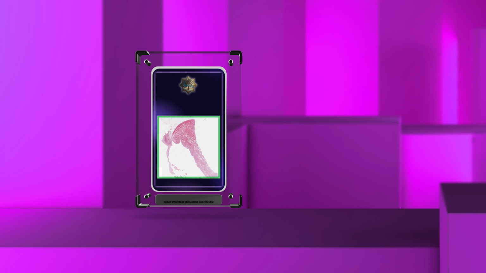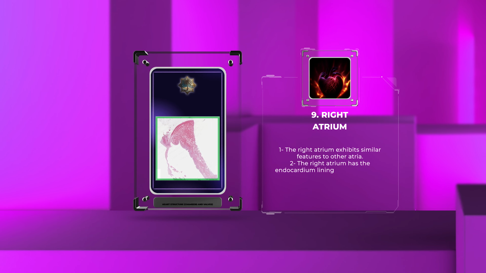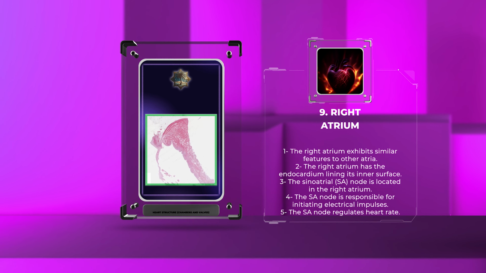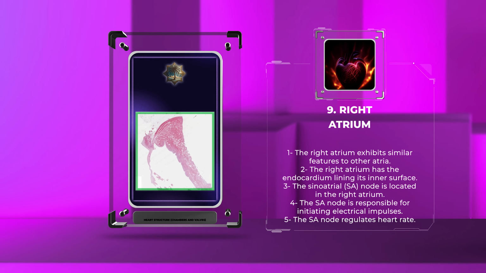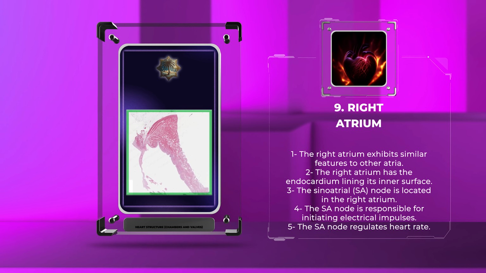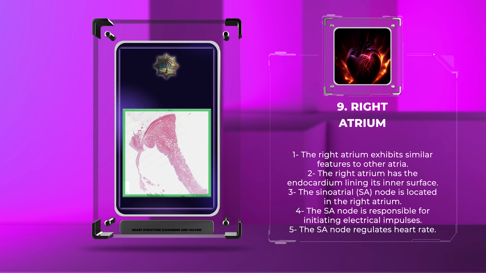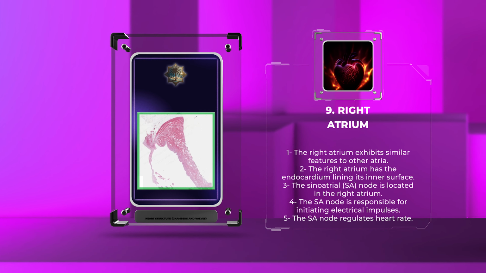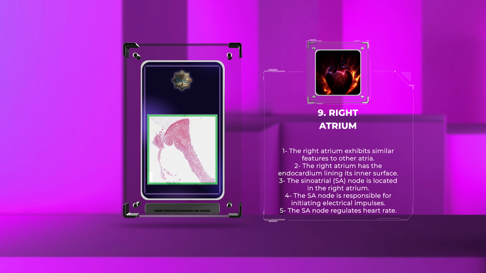Let's now zoom in on the right atrium. Histologically, the right atrium exhibits similar features to the other atria, including the presence of the endocardium lining its inner surface. In addition, the right atrium contains specialized structures such as the sinoatrial, SA, node, also known as the pacemaker of the heart, which is responsible for initiating the electrical impulses that regulate heart rate.